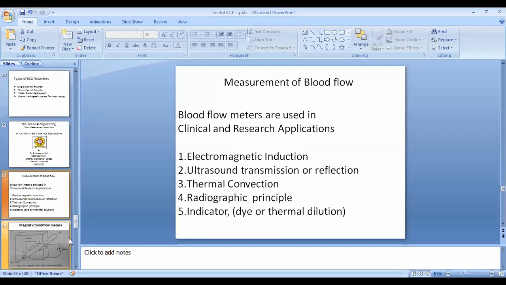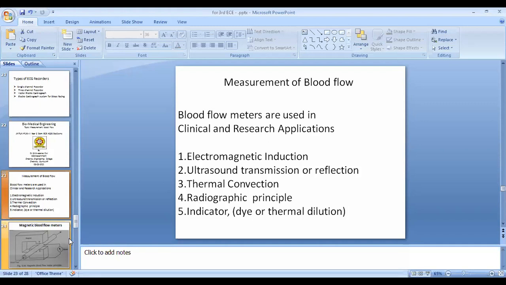Here we can measure in terms of volume per minute, so the flow rate will be measured. That is, how much volume of blood moves in a given period of time. The volume we can consider as centimeter cubed per unit time, where time is in seconds or in minutes.